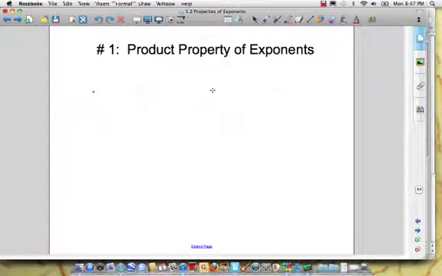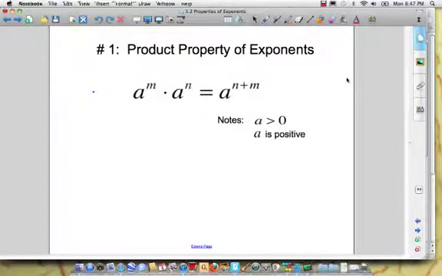And here it is for you in symbols. The product property of exponents. A few things to note. This rule works when a, the base, is greater than 0. In other words, when a is positive. Okay, that's the first biggie that you should be familiar with already.